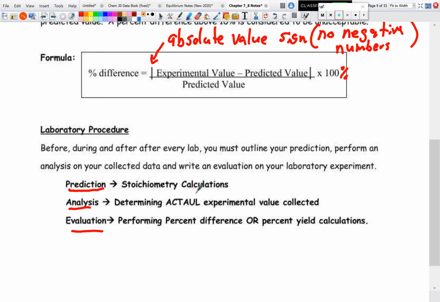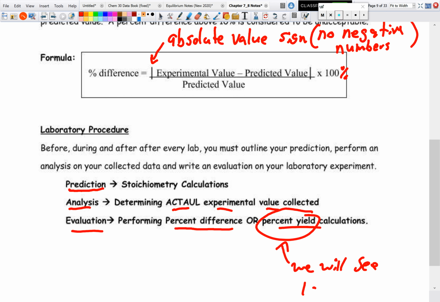Now your analysis is determining the actual experimental value. This is where you're going to have to read the question and figure out, okay, a filter paper weighed 5 grams before you collected the solid. Afterwards, the filter paper and the solid weighed 25 grams. How much did you collect? Little things like that. We'll go through that when we get to it. And then finally, evaluation is performing our percent difference calculation or percent yield. That one will come up later in the unit. So basically right now our evaluation is performing our percent difference calculation.